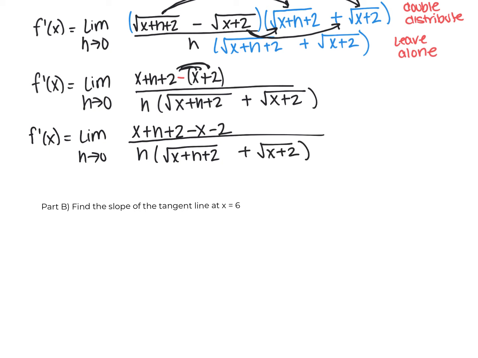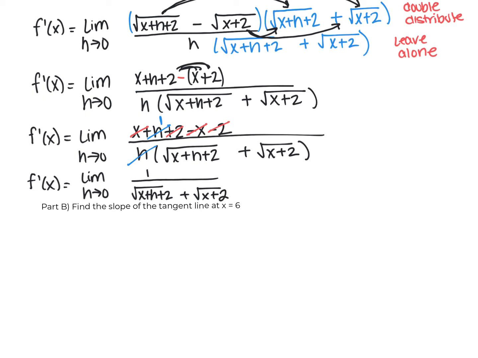So let's simplify our numerator. Looks like these 2's will cancel, looks like these x's will cancel, and we're just left with h over this. So I'm just going to simplify that further. I can cancel these h's out, but since nothing's left on top, we have to make sure we have a 1. So our derivative, f prime of x, is the limit as h approaches 0 of 1 over rad x plus h plus 2 plus rad x plus 2.